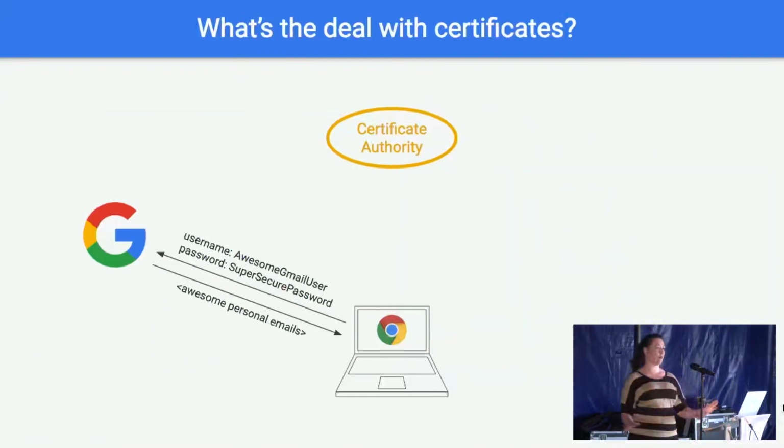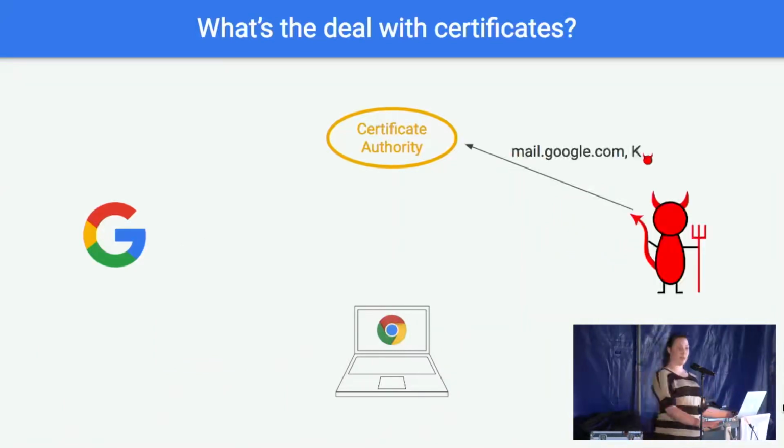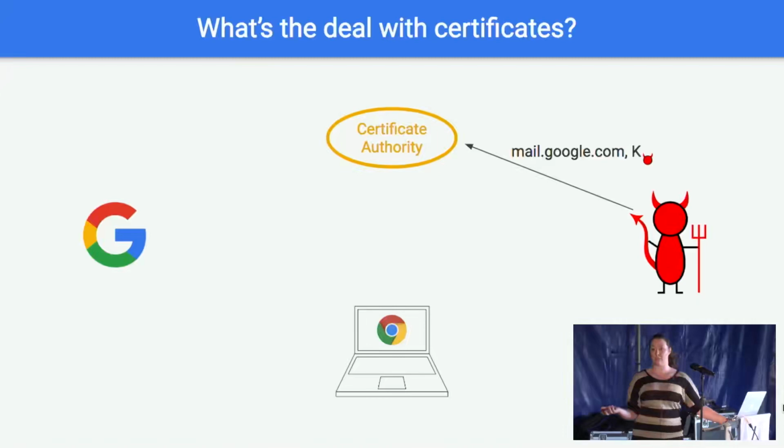Okay, so that's all fine. That's sort of how the system was intended to work. But then what happens if a bad guy comes along and goes to the certificate authority and says, hi, I'm Google. I've got this website, mail.google.com. Here's my public key. Please, can you issue a certificate for me?